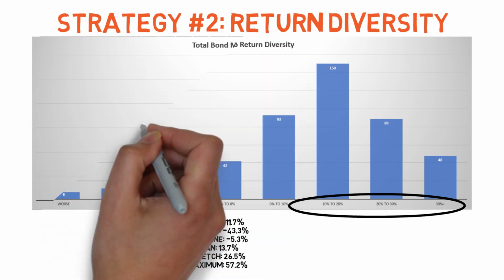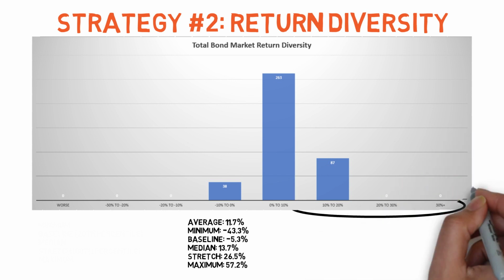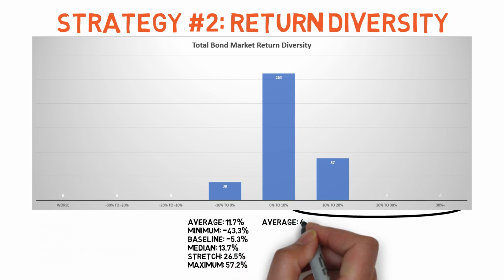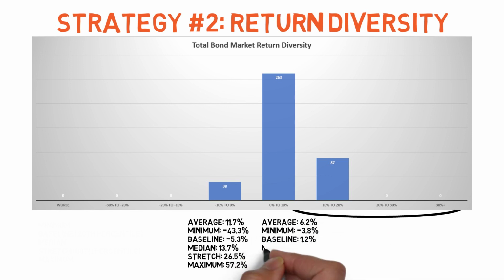Compare this to Vanguard's Total Bond Market Index Fund, ticker symbol VBMFX, which Yahoo only has data on going back to December of 1986. So it won't be a 100% apples-to-apples comparison, but it'll give us an idea of how much investments can differ in terms of dependability. In this particular dataset, we have 389 rolling one-year returns. The simple average is about 6.2% per year, the median about 5.9%. The minimum is negative 3.8%, the maximum 18.3%. The baseline return is about 1.2%, and the stretch is 11.3%.